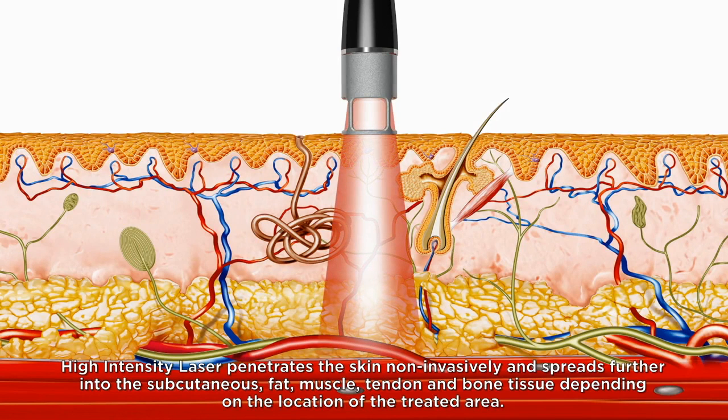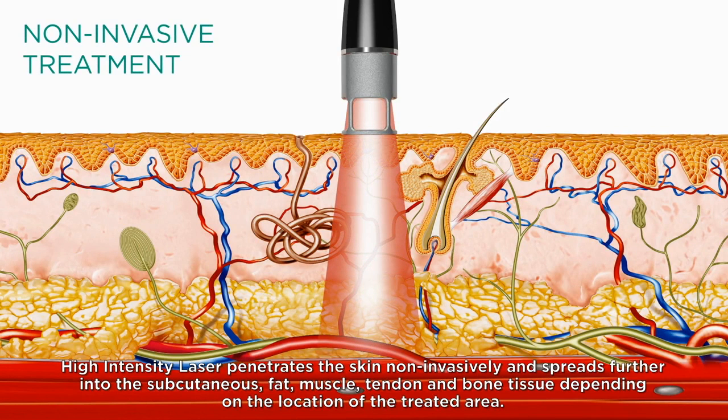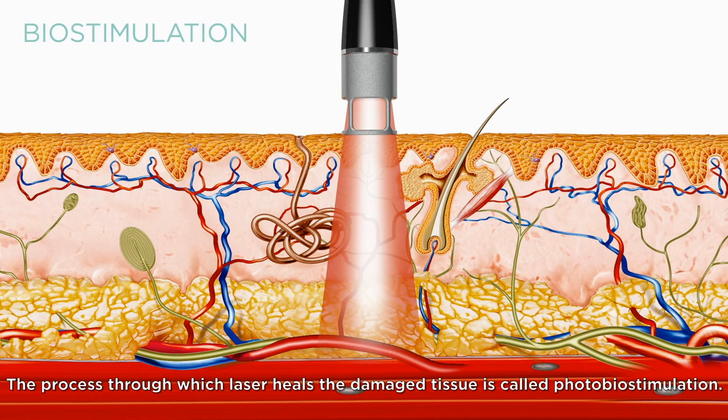High-intensity laser penetrates the skin non-invasively and spreads further into the subcutaneous fat, muscle, tendon, and bone tissue, depending on the location of the treated area. The process through which laser heals the damaged tissue is called photobiostimulation.